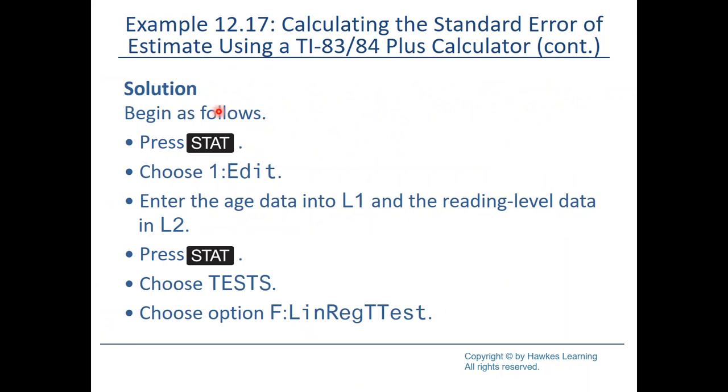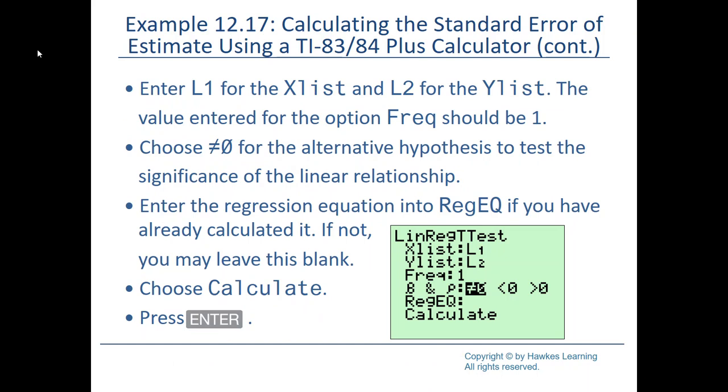But again, you have to start by putting all the stuff in the calculator first: stat, test, and then hit this. Be sure that when you are doing the LinRegTTest, it knows that the X list is in list 1 and the Y list is in list 2. The entered value for your frequency should just be 1. Again, we're not looking at multiple variables right now.